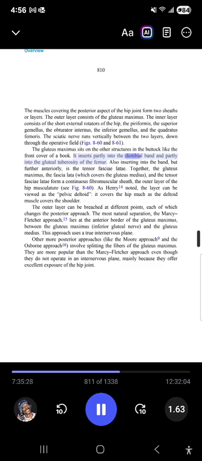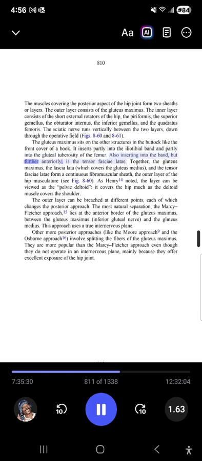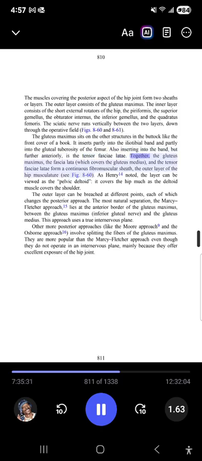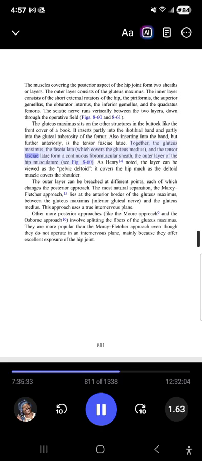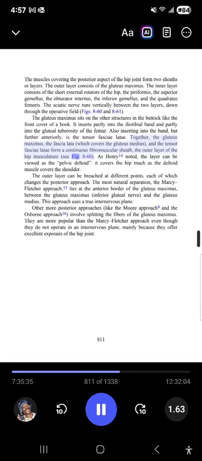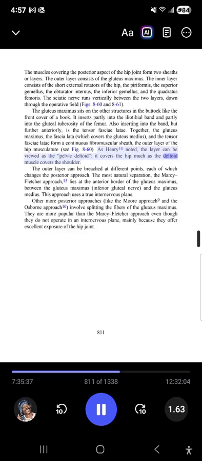It inserts partly into the iliotibial band and partly into the gluteal tuberosity of the femur, also inserting into the band, but further anteriorly, is the tensor fasciae latae. Together, the gluteus maximus, the fascia lata which covers the gluteus medius, and the tensor fasciae latae form a continuous fibromuscular sheath, the outer layer of the hip musculature. See Figure 8-60. As Henry noted, the layer can be viewed as the pelvic deltoid. It covers the hip much as the deltoid muscle covers the shoulder.